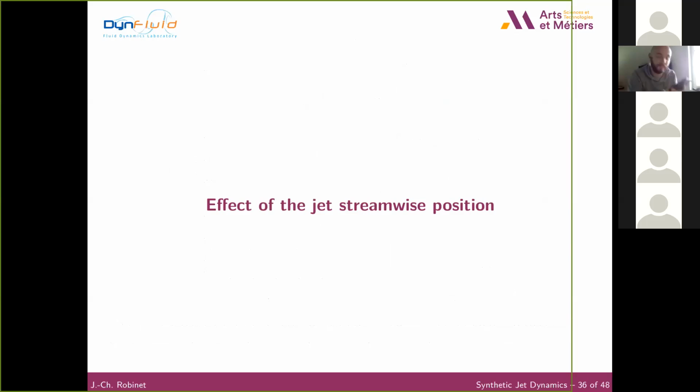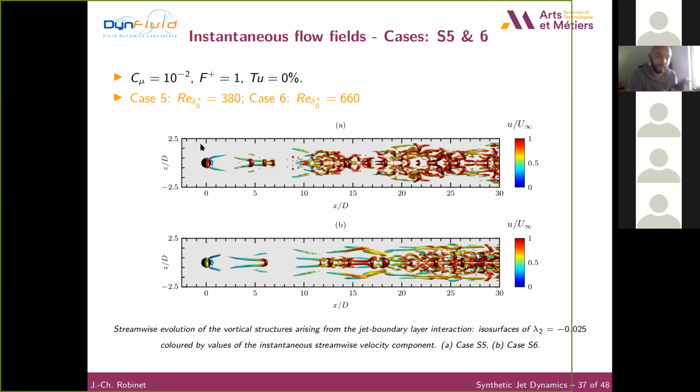Now the jet streamwise position. In fact, this case is less interesting because the position of the jet has a weak effect on the dynamic. Typically, for case 5, I use a very low value of Reynolds number for the boundary layer, and case 6 is a larger value than the baseline, 660. The evolution is similar. The main point is that in all cases we have the transition, but this transition is not very affected by the Reynolds number.